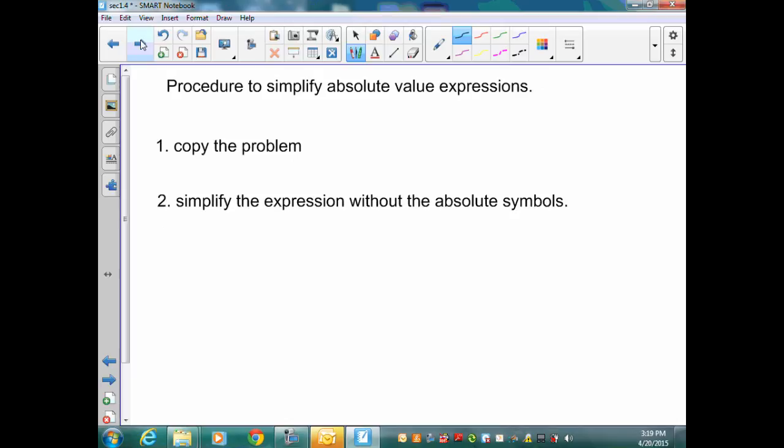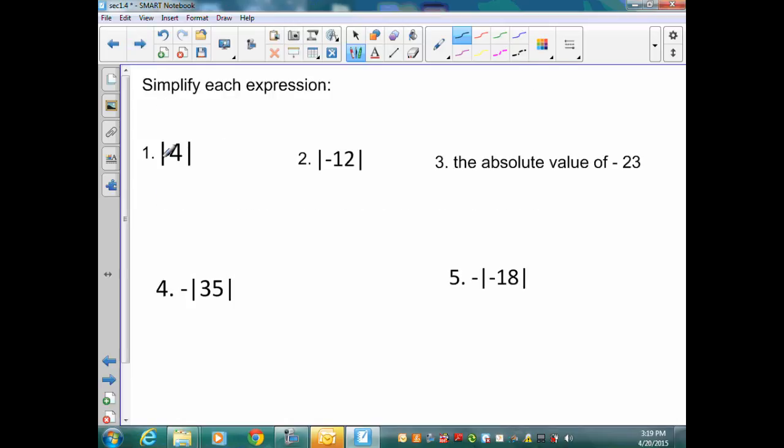Next, this is the procedure to simplify absolute value expressions. Again, I want to copy the problem. Simplify the expression without the absolute value symbols. Simplify each expression. The absolute value of 4 is 4. I want to copy this problem and then simplify. Number 2, the absolute value of a -12 is 12. Number 3, the absolute value of a -23. And if that was in the book, I would write it down on my paper like this, with symbols. The absolute value of a -23 is 23. And notice when I simplify this, the absolute value symbols go away.